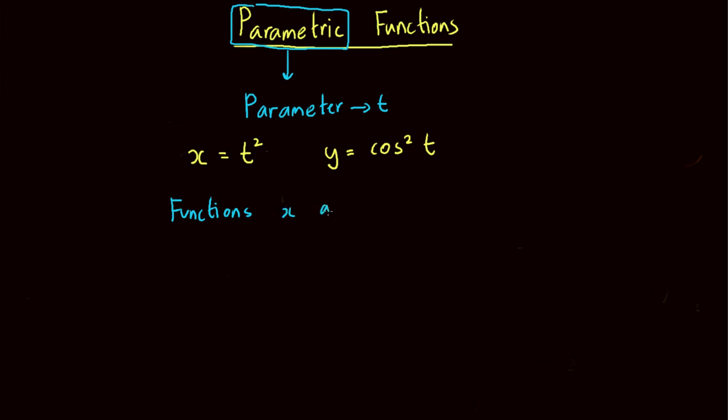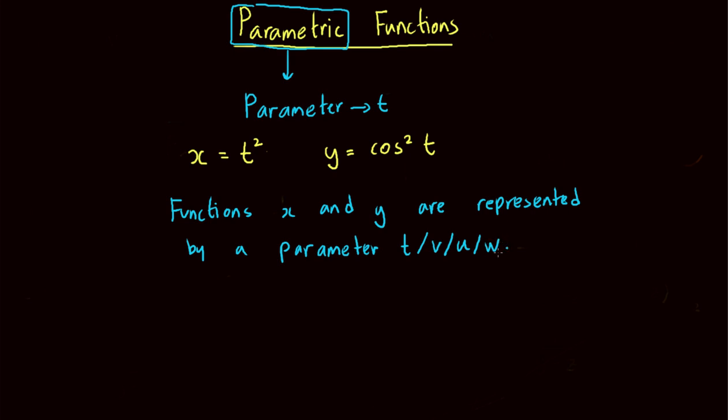So x and y are represented by a parameter t. That's basically what parametric functions are all about. It's when your x and y functions are represented by another parameter such as t, or you can have another letter like v or u or w. It doesn't matter, the parameter is really your choice. That's the idea of parameters itself.